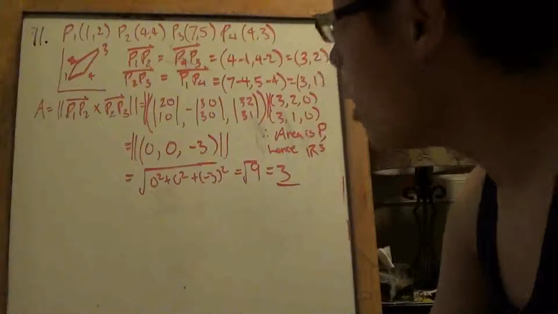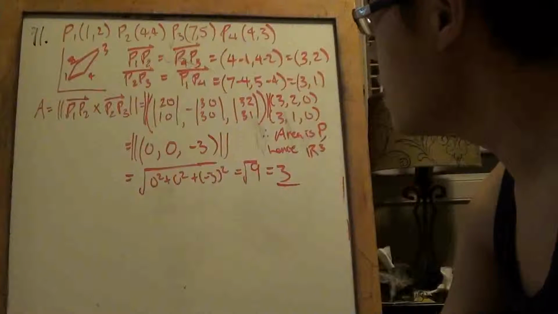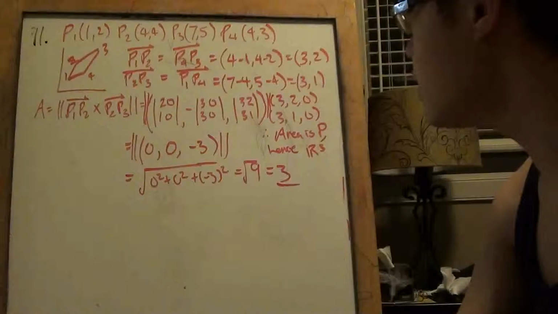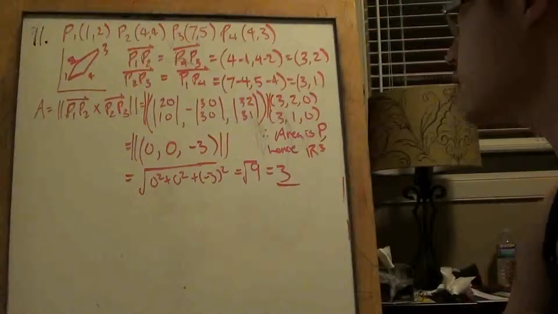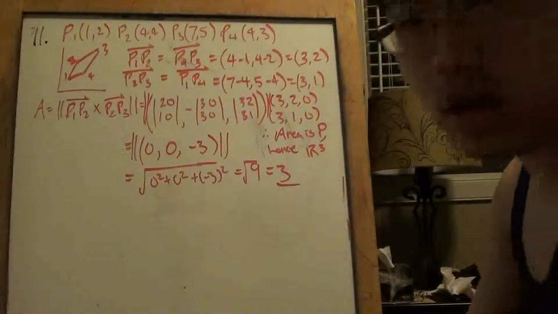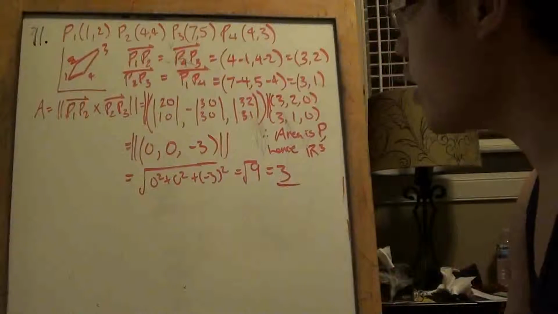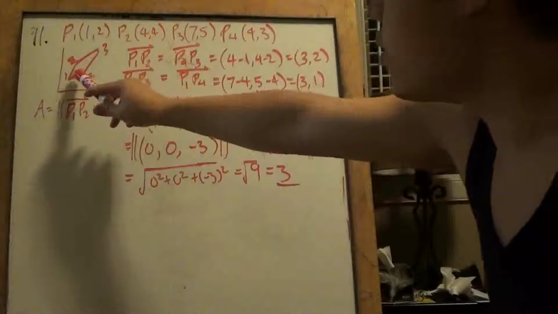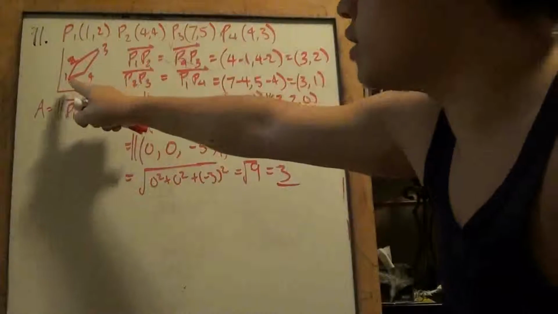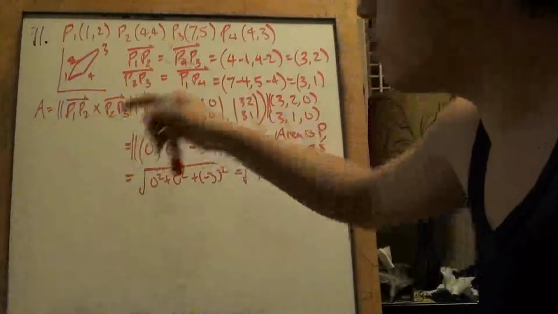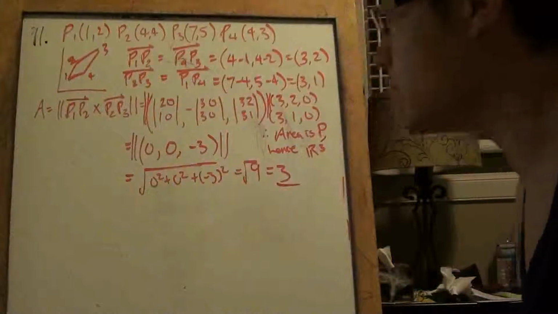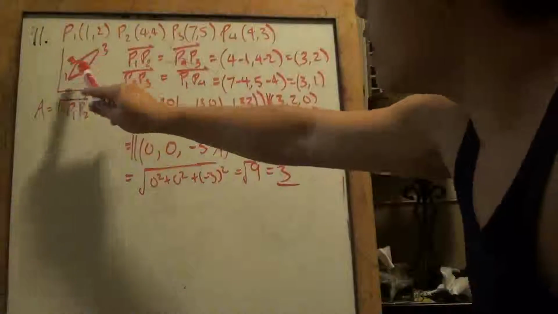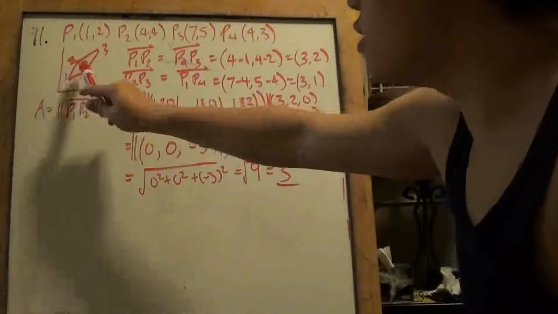Okay, so on to question 11. So we have four vertices, or the points specifically. And basically, you're just finding the area of this parallelogram, right? So I just arbitrarily name them 1, 2, 3, 4. It really doesn't matter as long as you're consistent, right? So you will find that the 1 and 2 have the same length.